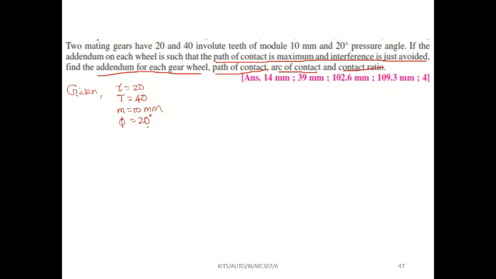Okay, now let us write what we have to find. So what we have to find? We have to find the addendum value, then the path of contact, length of path of contact. Then arc of contact we have to find. Then contact ratio we have to find.